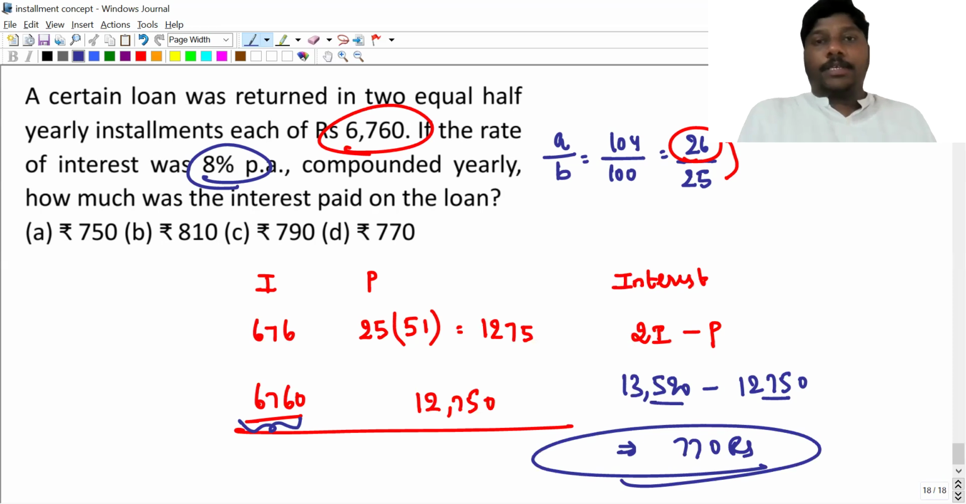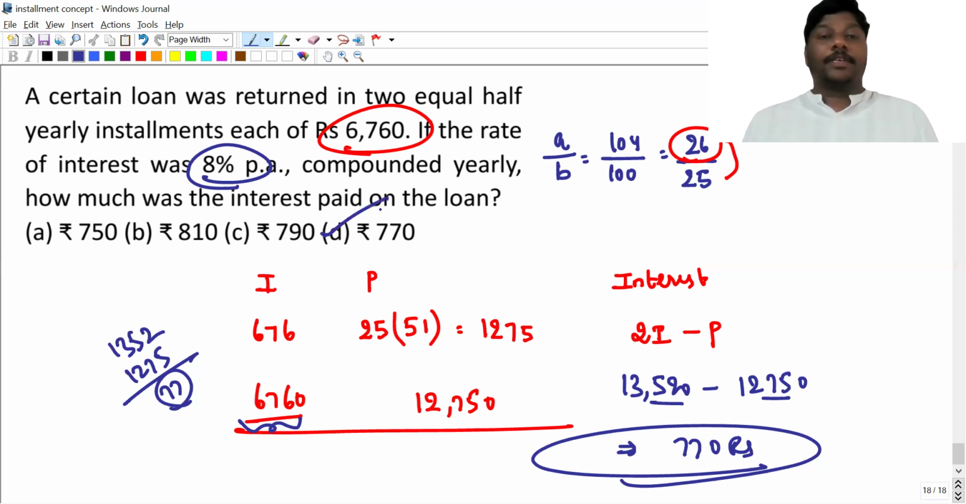For 676 we get 77 rupees, right? Because 2 installments is 1352, from that subtract 1275 rupees, we get 77 rupees. 77 rupees for installment 676, so for installment 6760, we will get 770 rupees as your interest. Okay, if the principal had been asked, our answer would have been 12,750 rupees.